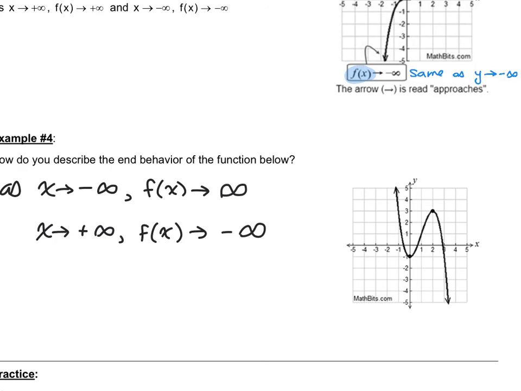Hopefully that makes some sense. Anyway, your practice is really unlimited.